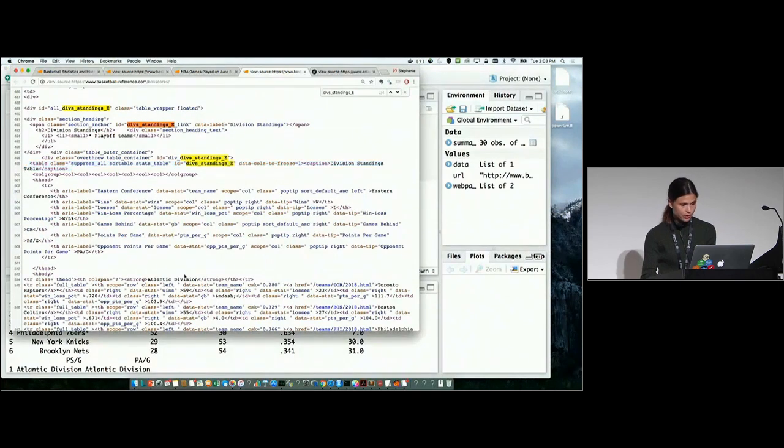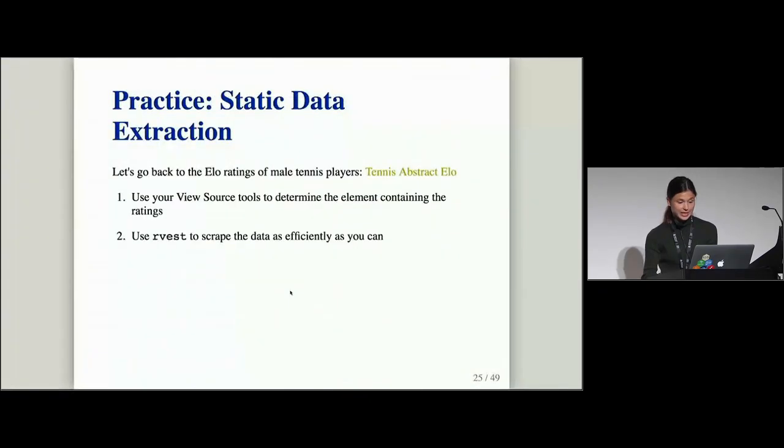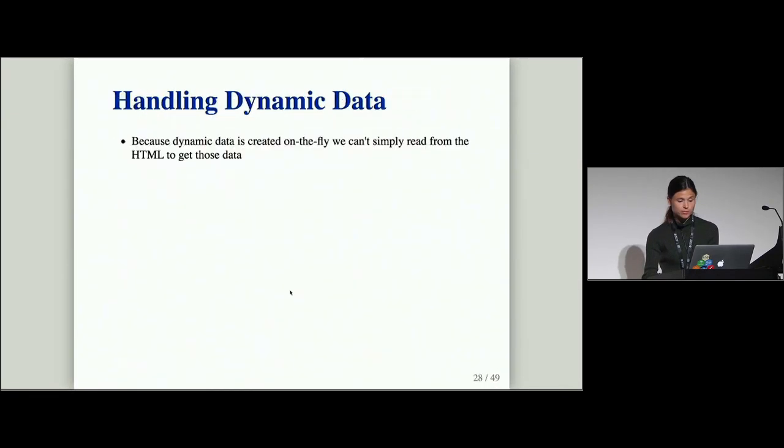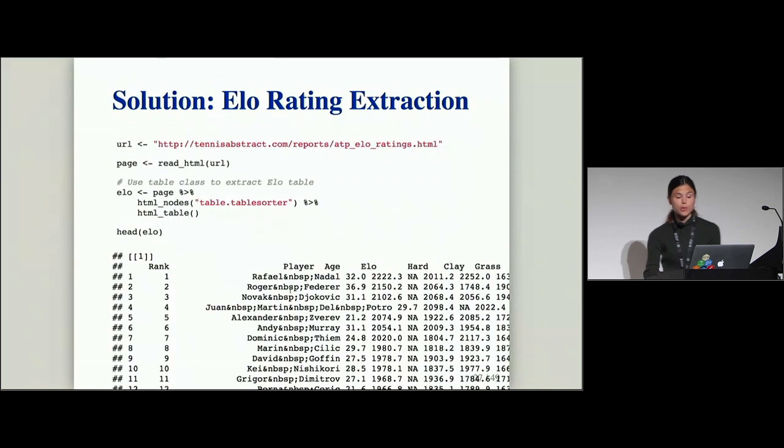So that's kind of the crash course on static data. Okay, so before we go on to dynamic data, were there any questions on the rvest static stuff? It's pretty straightforward. Most of the examples I've encountered can be handled with this kind of sequence of steps, and most of the work is simply in inspecting the page and figuring out what the elements of interest are.